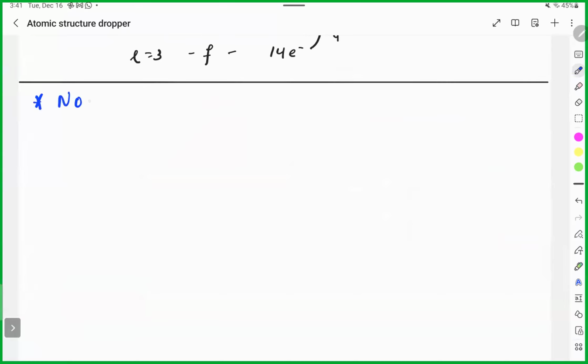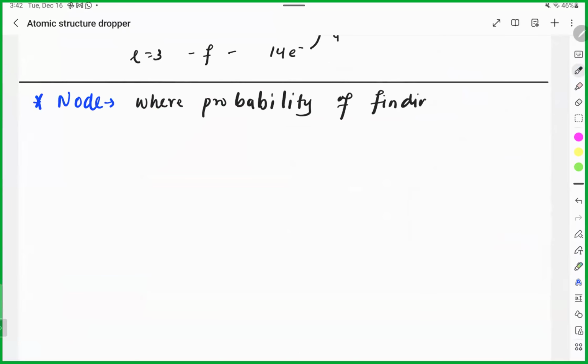So first, what is a node? A node is a point or line or plane or any surface where the probability of finding an electron is zero. It is a place where you will not get any electron. Such a place is known as a node. At a node, there is no chance of finding an electron.